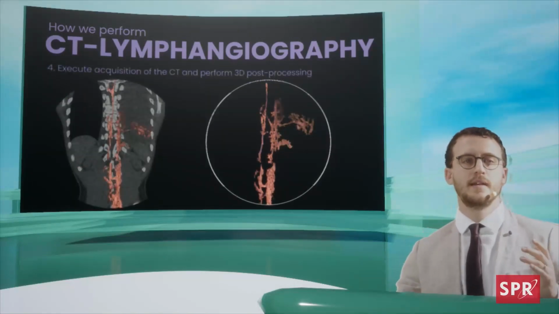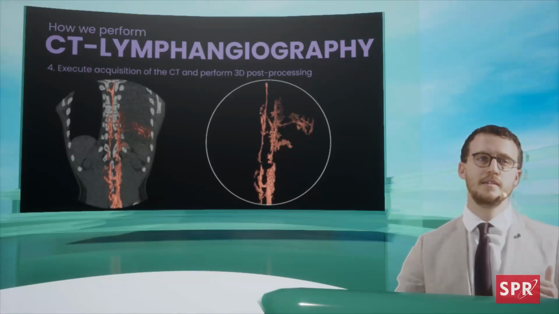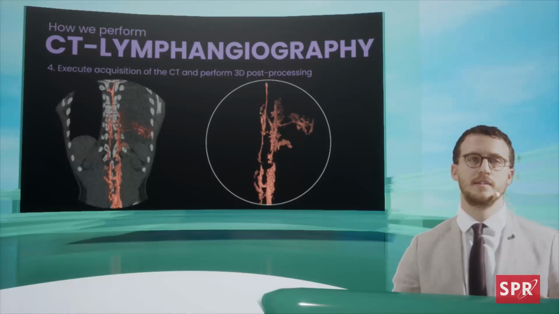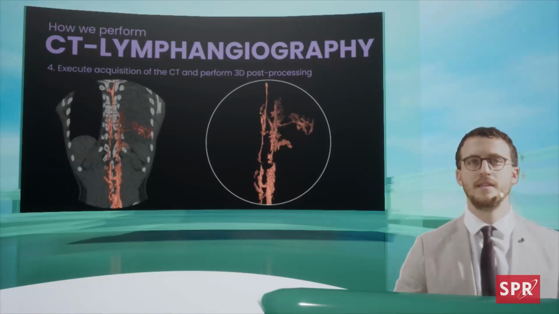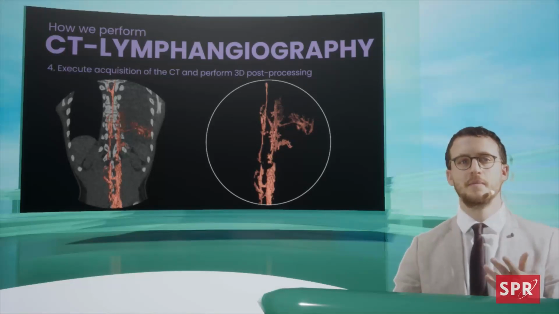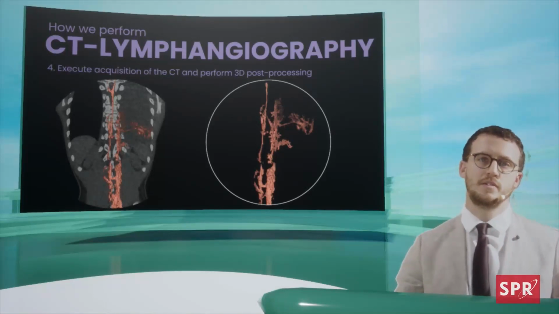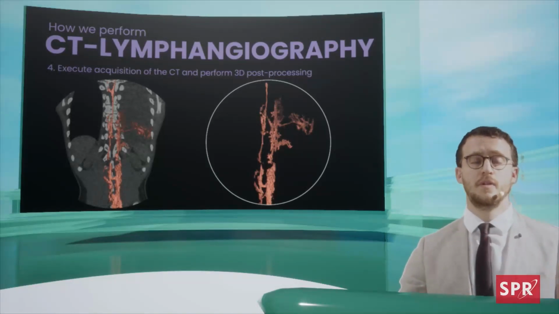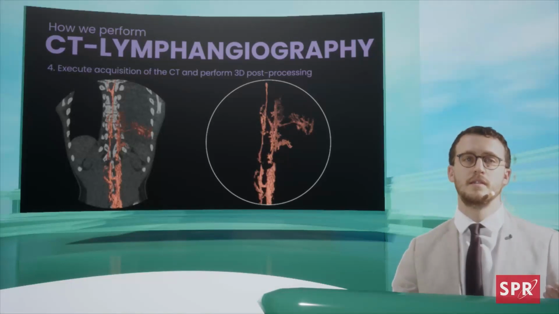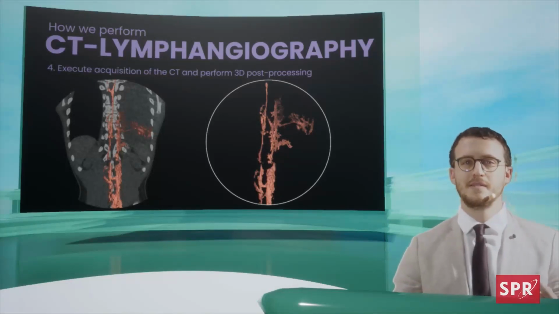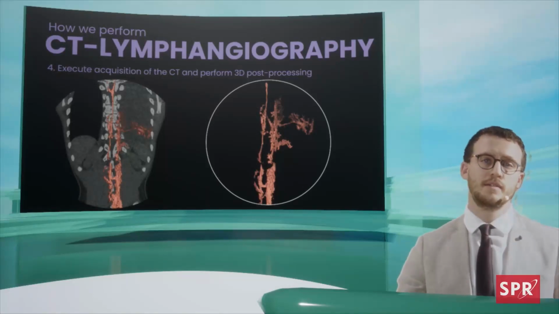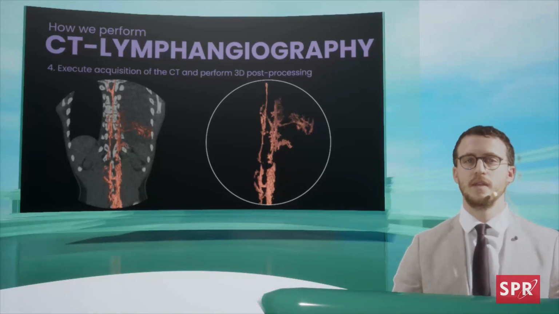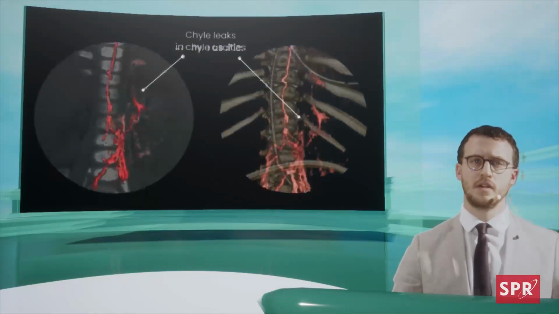Then we take a slice at around T10 to see if the contrast is in the lymphatic duct, and then we do the whole scan. Afterwards, we do a volume and a 3D post-processing. Why do we do it? Because it's sometimes easier to see the anatomical variation and mainly to see the leak. Here, for example, we have a pleural effusion where we can see there's a leak on the left side, and we can also see another finding: a double thoracic duct. So that might also be a difficult thing to think about in the CT lymphangiography.